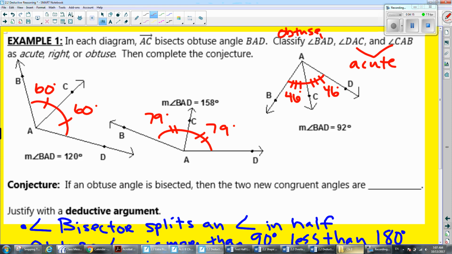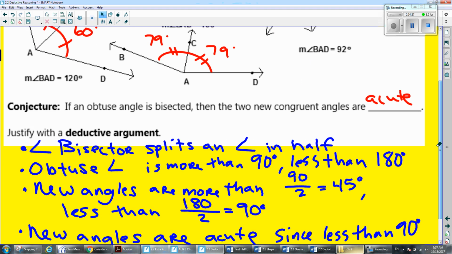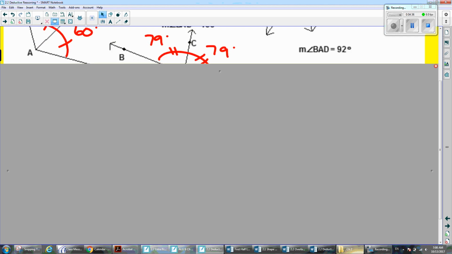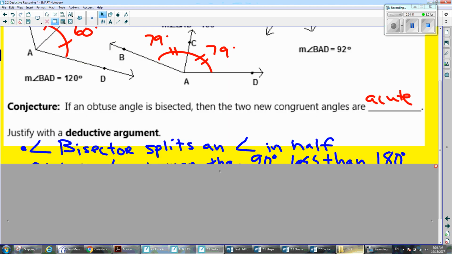So if an obtuse angle is bisected, then the two new congruent angles are acute. So that's our conjecture. That's the pattern that we see. That was using inductive reasoning. Now we're going to use deductive reasoning to explain it. Okay, so we took the angle bisector of each angle. That splits an angle in half.